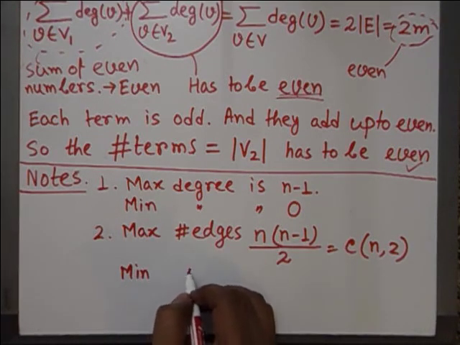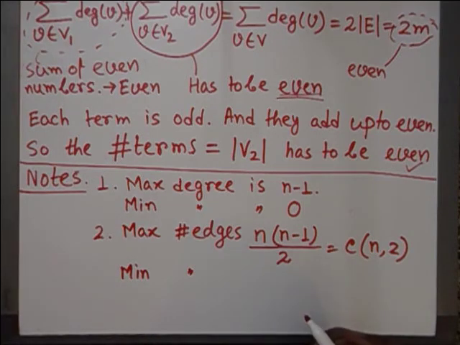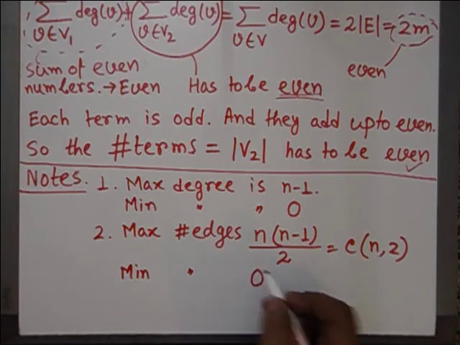Minimum number of edges. That's easy. You have a graph with n vertices. There is no edge. You did not draw any edge. So the minimum number is 0.